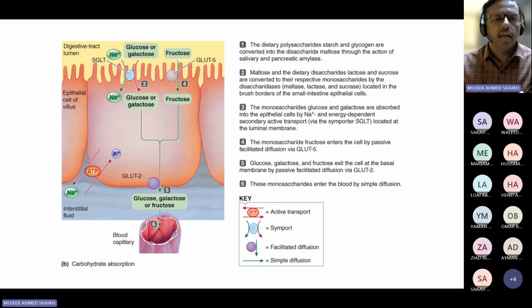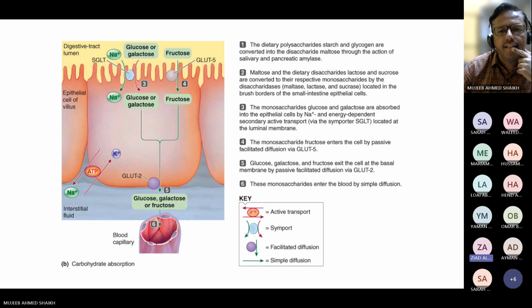Similarly, the glucose and galactose inside the cell, in the second step, will go to the interstitium through a channel called GLUT2, glucose transporter 2. Here there is no sodium, so it is called only a glucose transporter. It will remove the glucose or galactose into the interstitial space, and from there it will be absorbed into the blood vessel, again through the GLUT transporter.